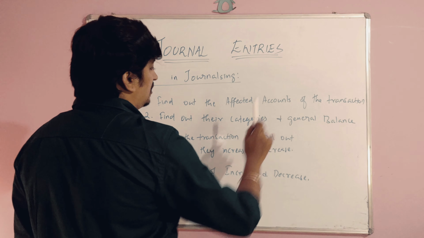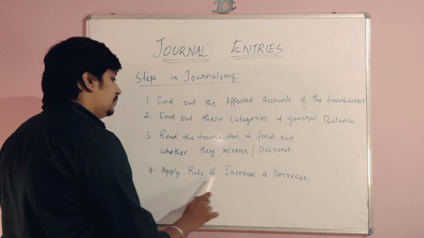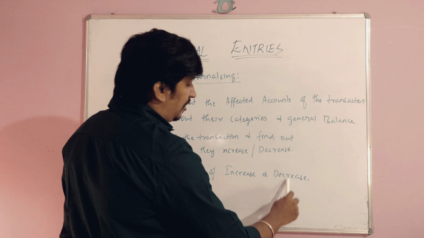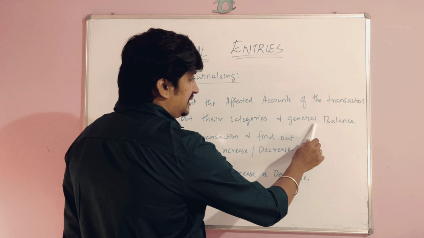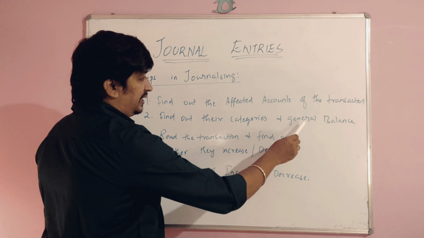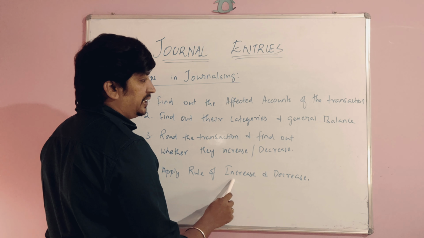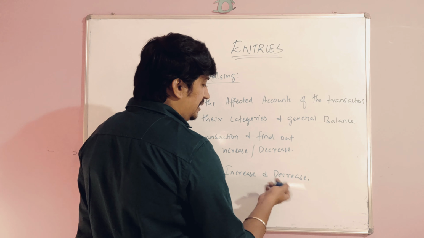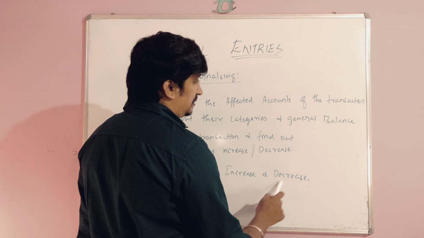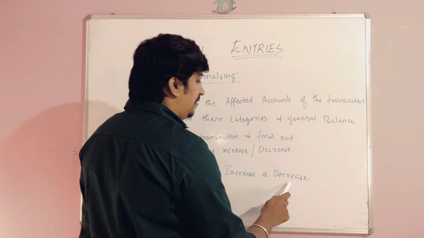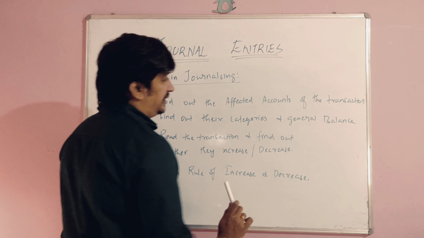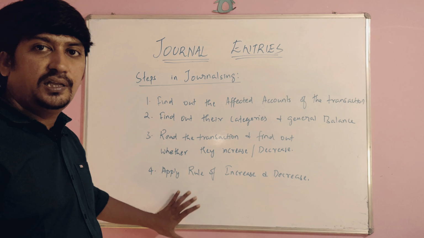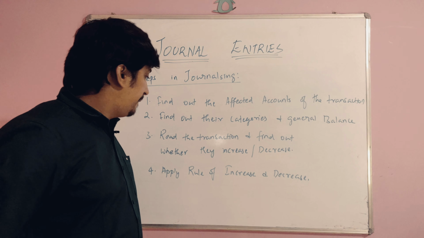After finding out whether these accounts increase or decrease, apply the rule of increase and decrease. Increase means same effect, decrease means opposite effect. That means if the general balance is debit, you also have to debit. If the general balance is credit, then you also have to credit. That is what the rule of increase says. Then the rule of decrease says if the general balance is debit, opposite effect, credit, we have to credit that account. If the general balance is credit, then we have to debit that account. That is what the rule of decrease says. Then based on the final answer, pass the journal entry and write the narration. That's it. That's what a journal entry is.